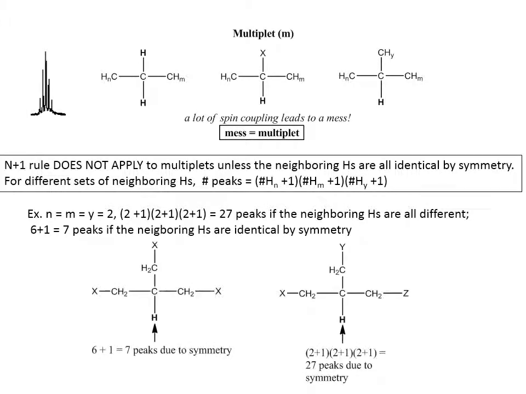In the example shown, there's our symmetry situation because the CH2s are all attached to X. So the proton that's being flanked by all 3 is going to have 7 peaks due to symmetry. And in the case on the right, all of the different groups attached to the CH2s are different, so therefore we get the maximum splitting of 27 peaks. Again, you do not count how many peaks there are. You just know that a multiplet is a mess. A proton is surrounded by lots of other protons, different sets of protons, so that's why you're getting such a large number of peaks.